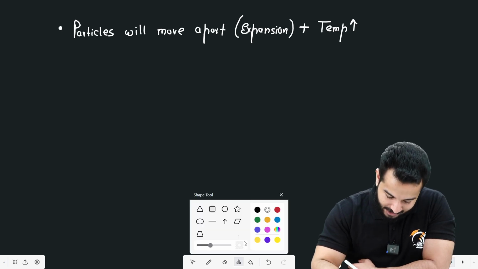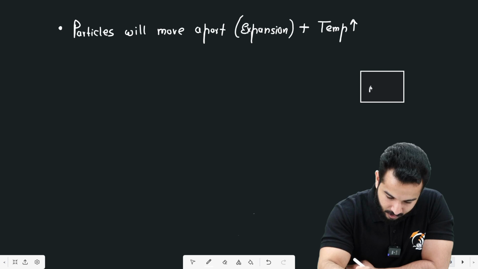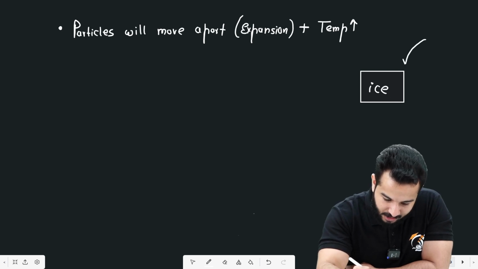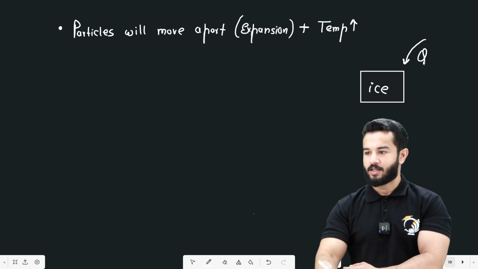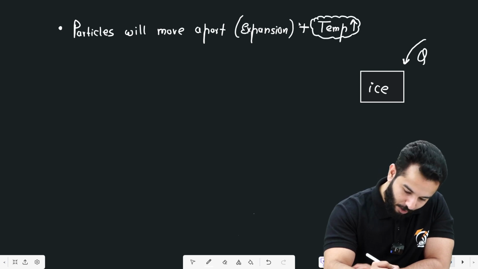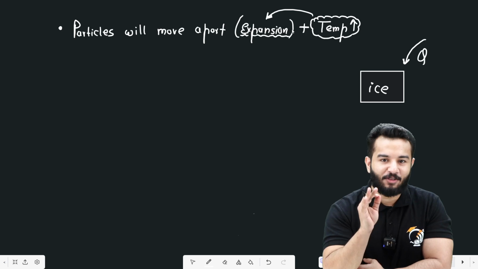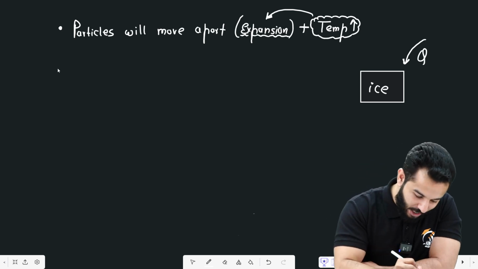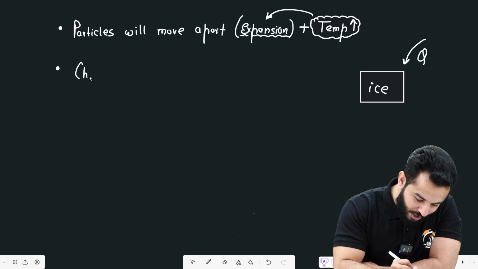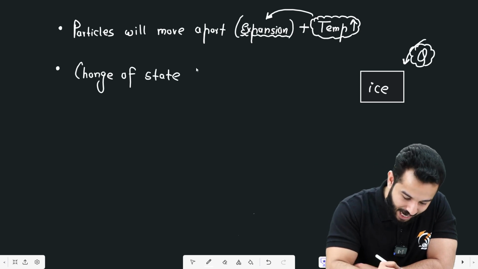Let's suppose that we have an ice cube over here, and we are constantly giving some heat, some energy, to it. Because of this energy, the temperature is rising, and because of the increase in temperature, expansion is taking place. This expansion will happen only up to a certain limit. After that, the next step is going to be change of state. During change of state, the heat is still supplied, but now the temperature will be constant.